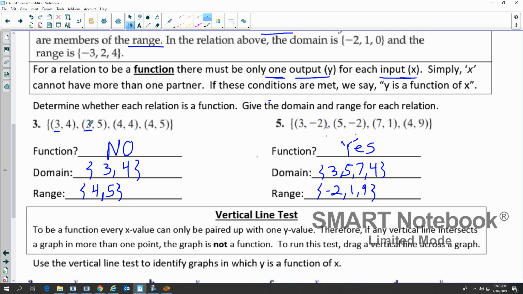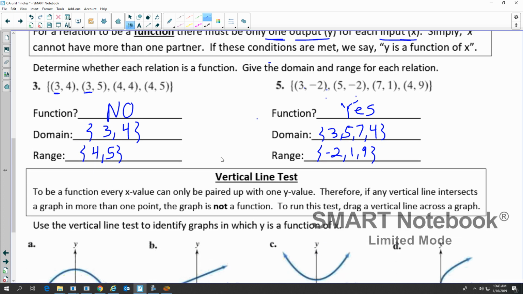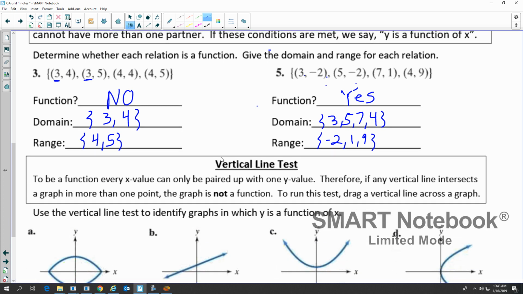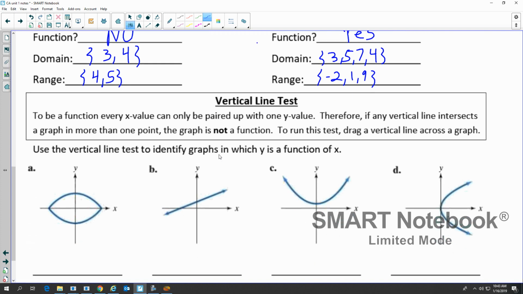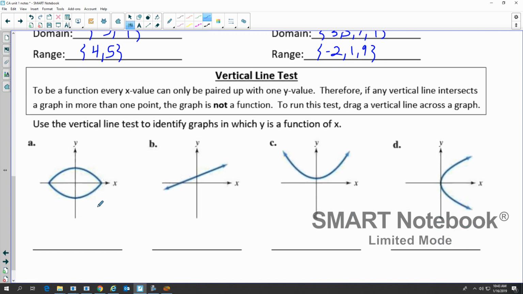Okay. Now we're going to talk about the vertical line test, and so that's going to be able to help us determine if a graph is a function or not. So to be a function, every x value can only be paired with one y value. So we've already talked about that. Therefore, if any vertical line intersects the graph at more than one point, then the graph is not a function. To run this test, drag a vertical line across the graph.